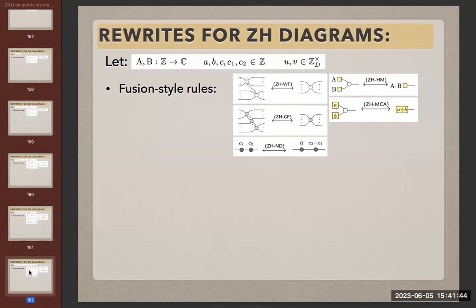And in particular, if you've got some parameters U and V, which are units modulo D, then you can have nice H-box fusion rules that look like this. And this holds for whatever the value of U is. In particular, if you want U to be equal to 1, this describes what you might like out of the simplest fusion rule, reproducing the sort of thing that you'd expect from the ZH calculus for qubits.